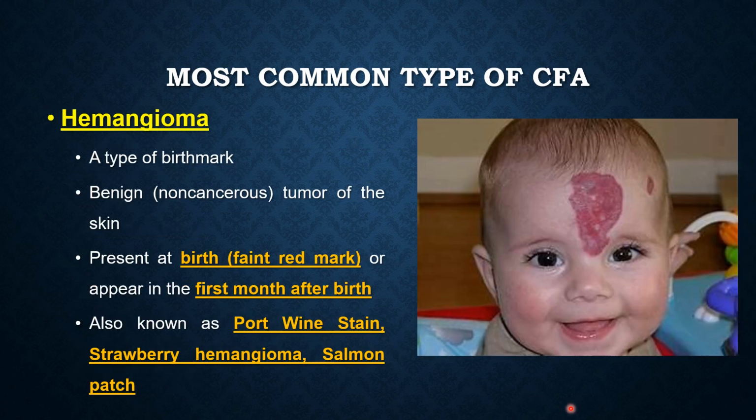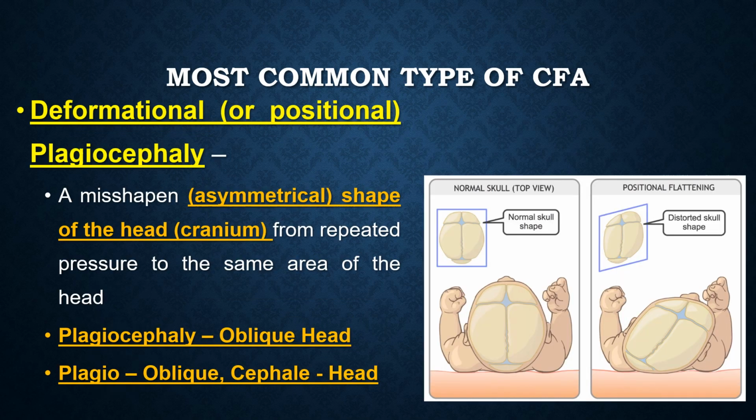Third one is hemangioma. Hemangioma is a birthmark. It is a benign, non-cancerous tumor of the skin. It is present as a faint red mark, as you can see over here, and appears in the first month after birth. It is also known as port wine stain, strawberry hemangioma, and salmon patch. Another one is deformational or positional plagiocephaly. It is an asymmetric shape of the head or cranium. It is also called oblique head. Plagio means oblique and cephalo means head.